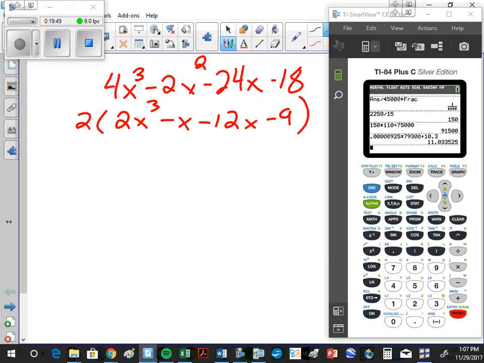And that's a really good idea, because my original possible answers were all of the factors of 18 divided by all of the factors of 4. And that's a huge list. But by pulling out a 2, now on this side I get 1, 3, and 9. And on this side I get 2. So my possible roots are plus or minus 1, 3, 9, 1 half, 3 halves, and 9 halves. So I cut my possibles in half at least by taking that 2 out. What is that 2 going to do in the end? Makes the graph twice as tall.